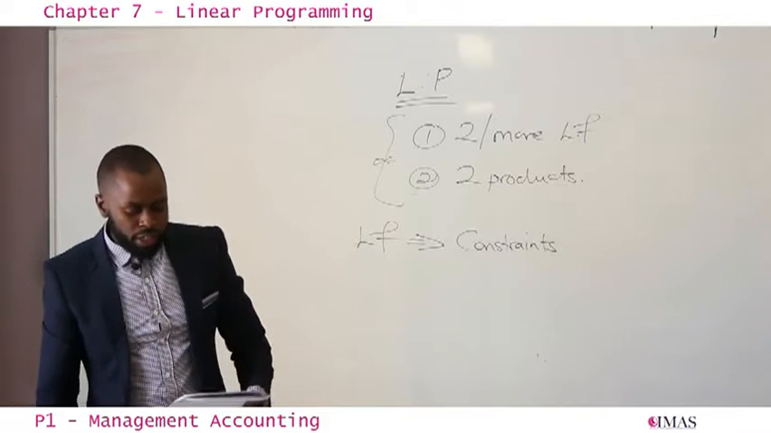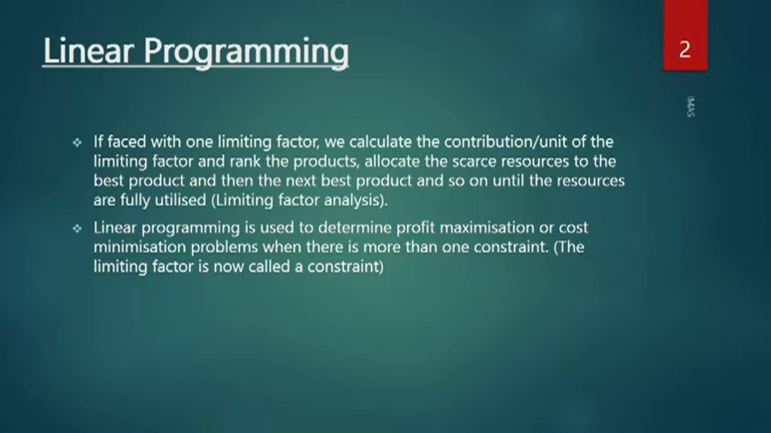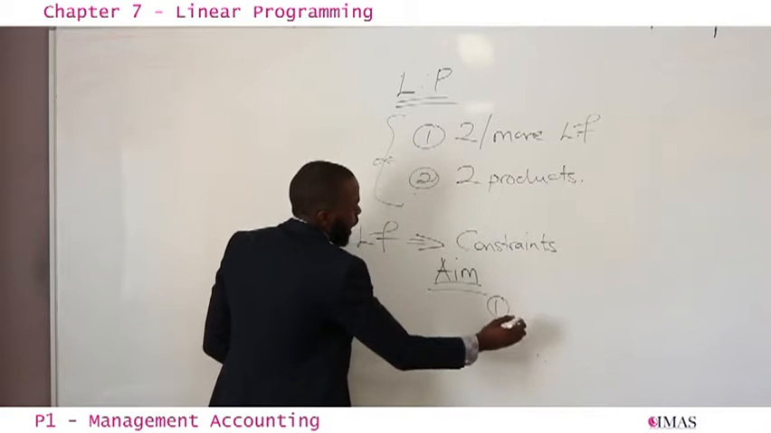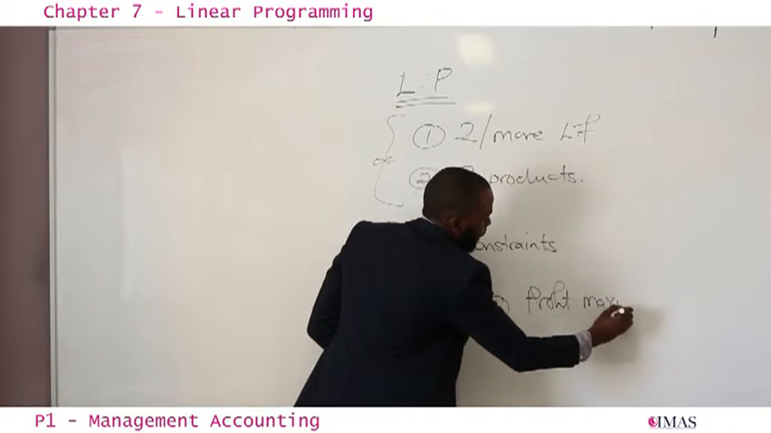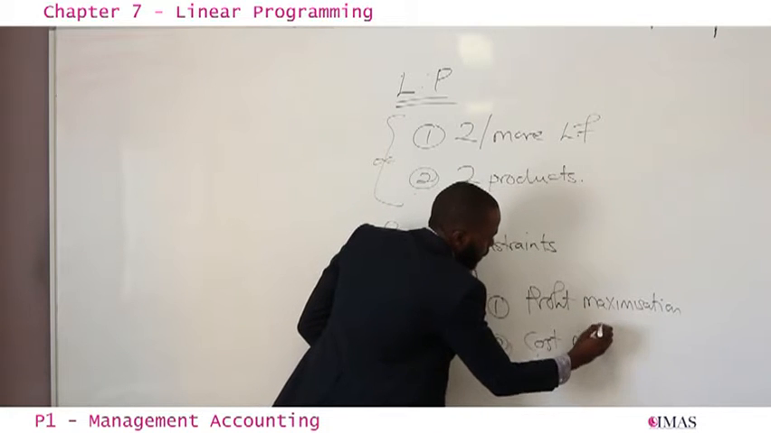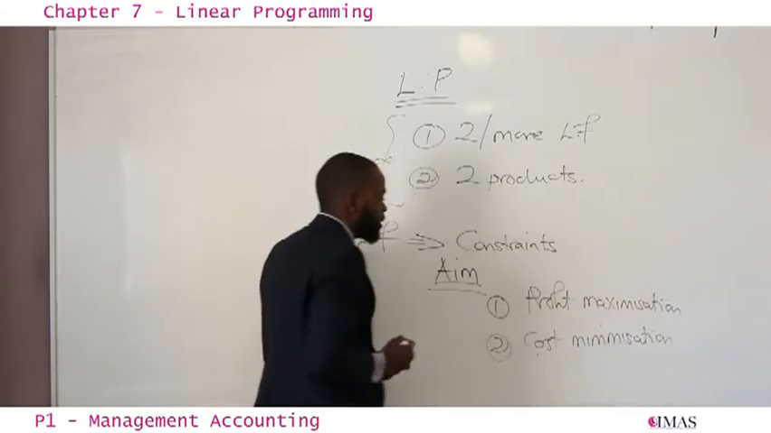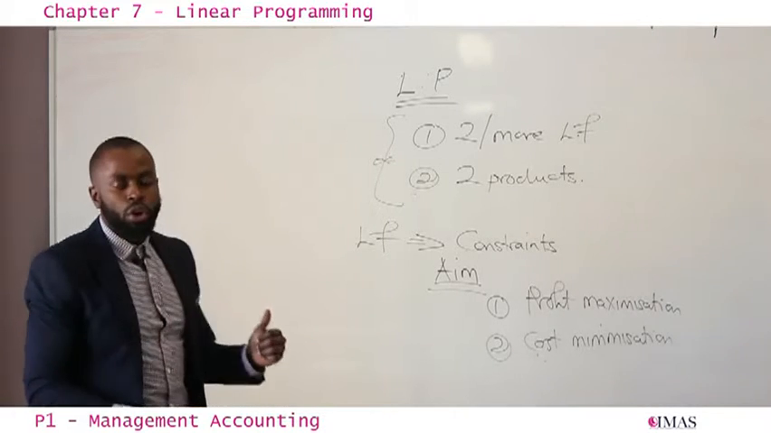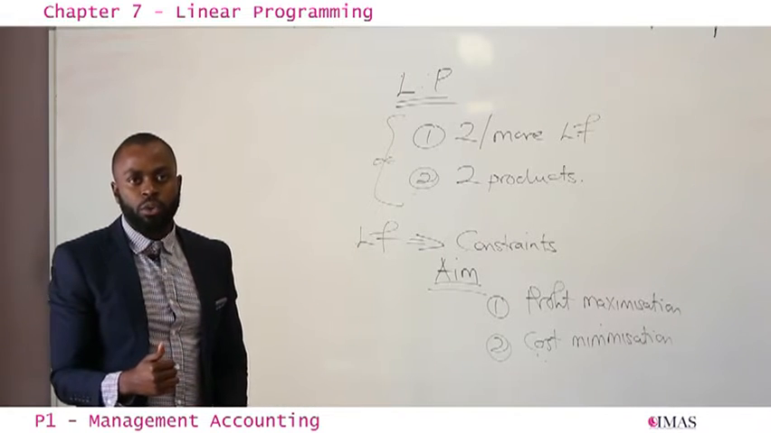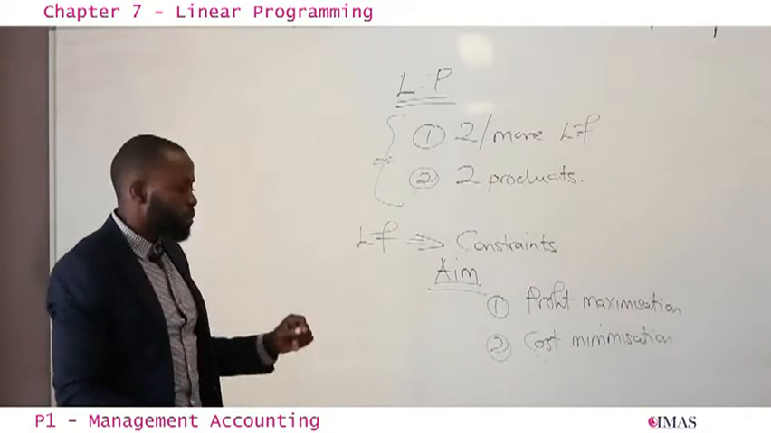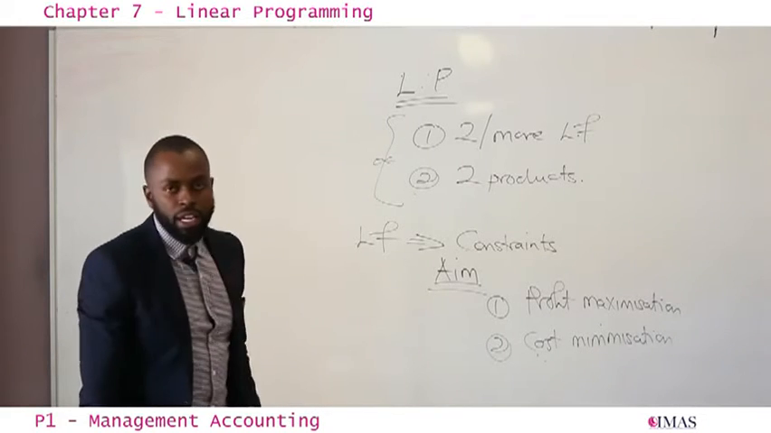So from our slide: linear programming is used to determine profit maximization or cost minimization problems when there is more than 1 constraint. With linear programming, we have 2 aims. Either we're looking at profit maximization, or we're looking at cost minimization. But for limiting factor analysis, we only had 1 aim, which was profit maximization. For linear programming, our aim can be to maximize the profit or to minimize our cost. So that's the theory behind linear programming.